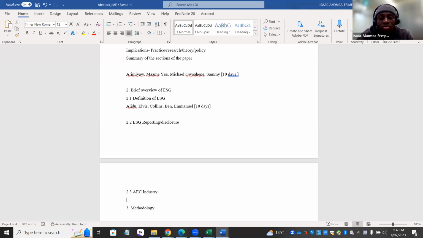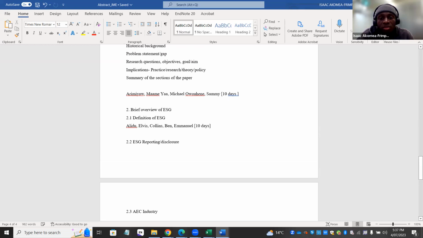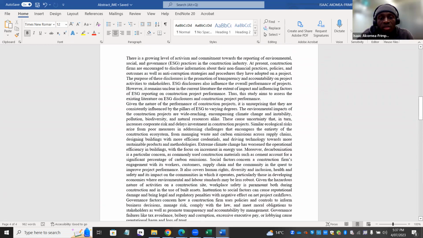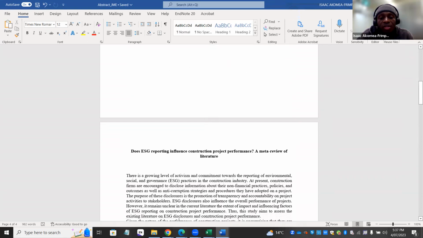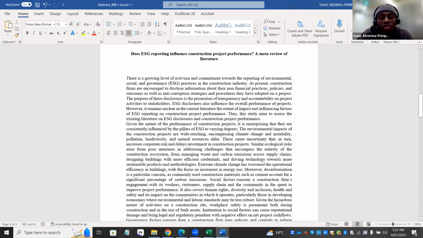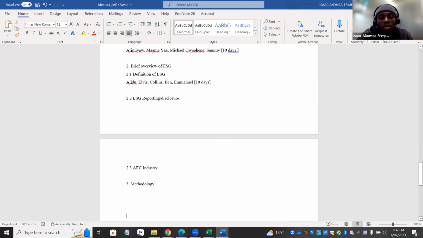Now you can also give a brief explanation of what the AEC industry is about. Okay, yeah, just give a brief definition of AEC. Or if AEC is too much, you can just make it construction industry. Just give us, in this context, the meaning of construction industry.